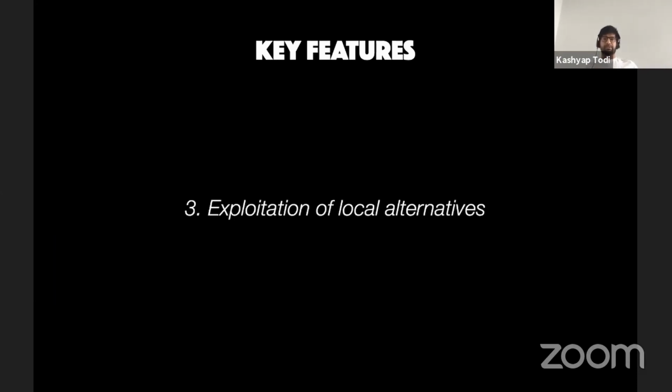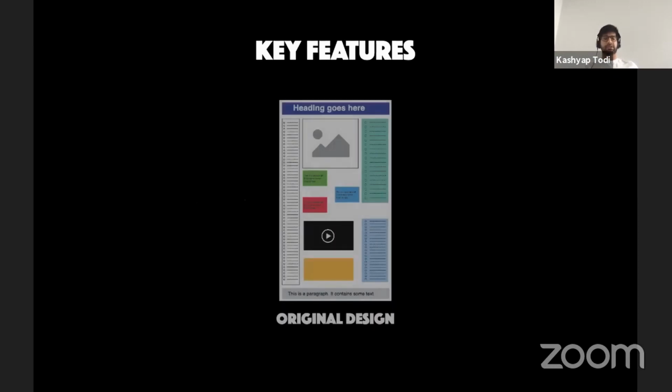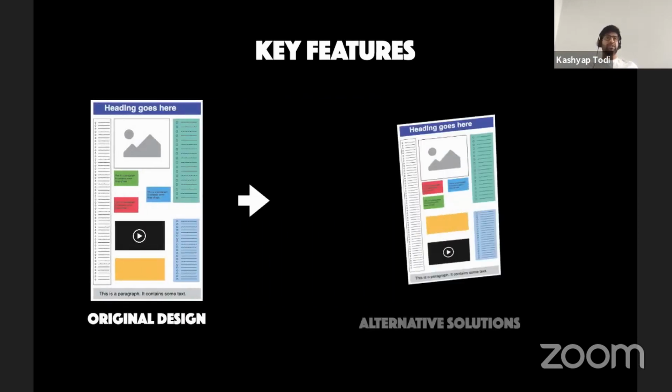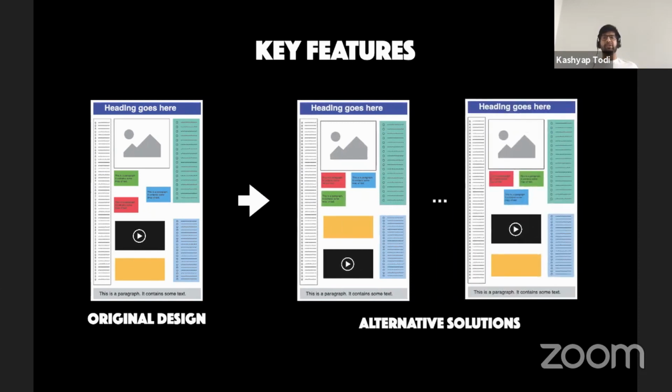And the third one is the exploitation of local alternatives. So this is where the designer is searching for similar alternatives. And so when you have an original design, the system can basically give you alternatives that might be slightly different from each other.